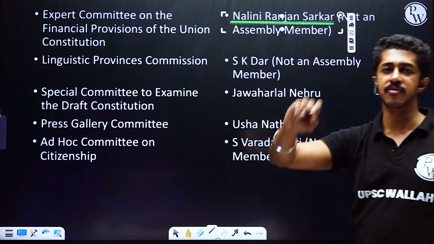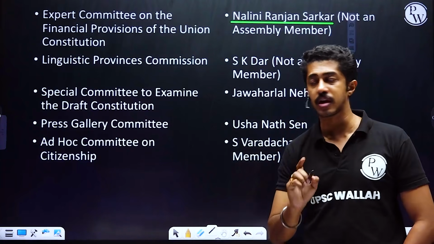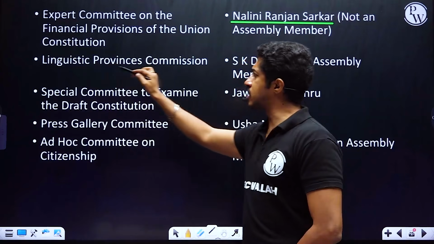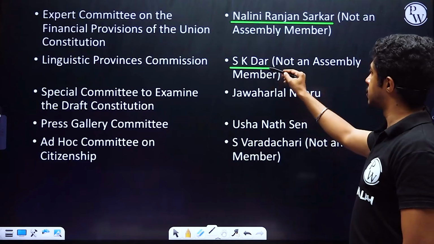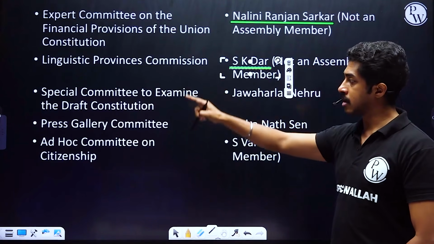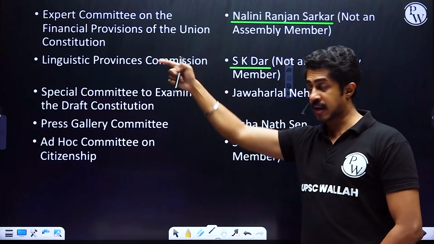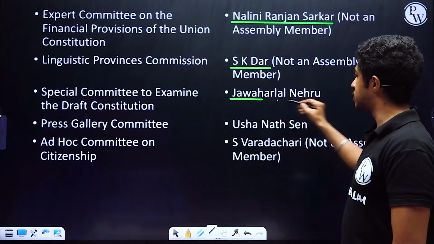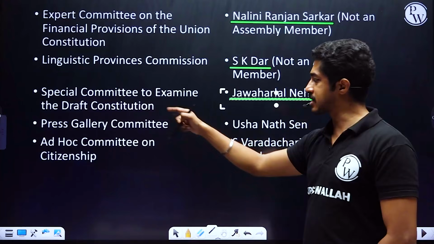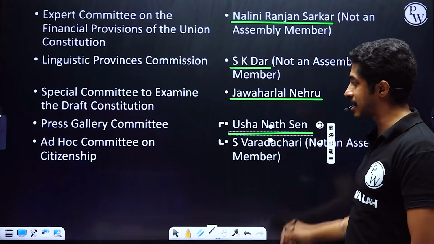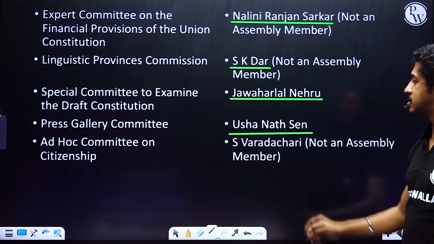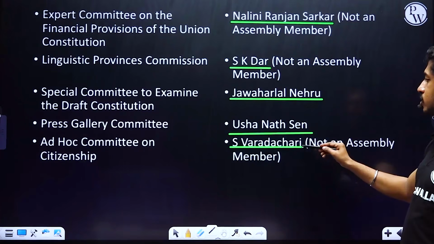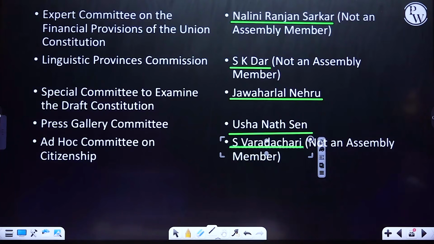We are coming across a female name for the first time, and she was also not an assembly member. Linguistic Provinces Commission, S.K. Dar, not an assembly member again, which we'll be seeing in a while in our next chapters. Special Committee to Examine Draft Constitution, Jawaharlal Nehru. Press Gallery Committee, Usha Nath Sen. Ad hoc Committee on Citizenship, S. Varadachari, who is not an assembly member.